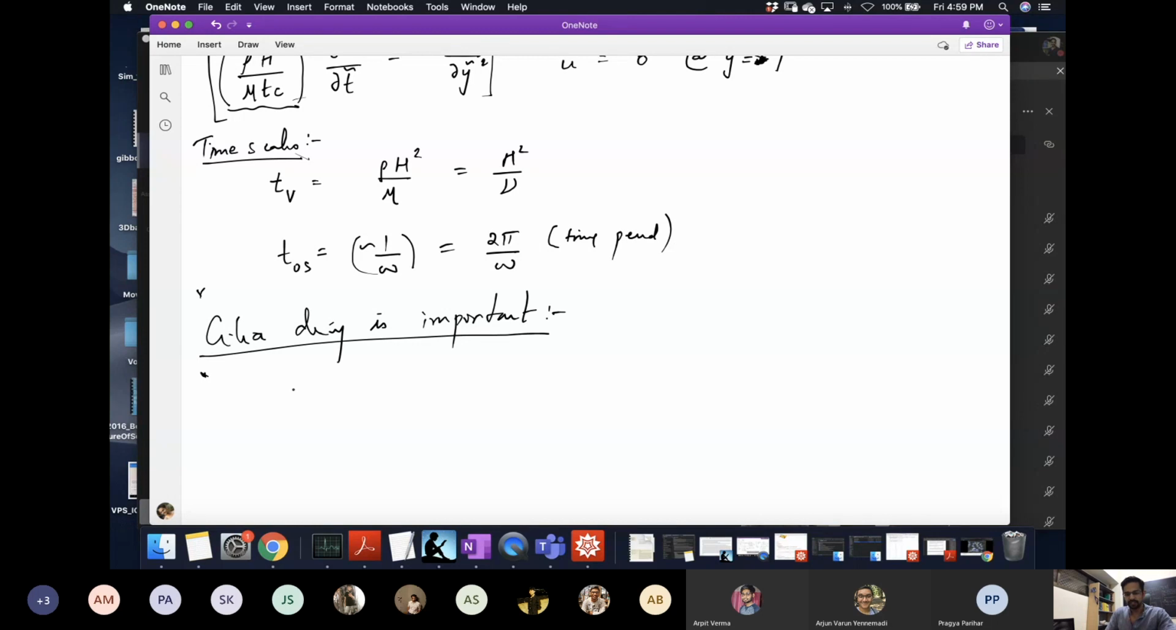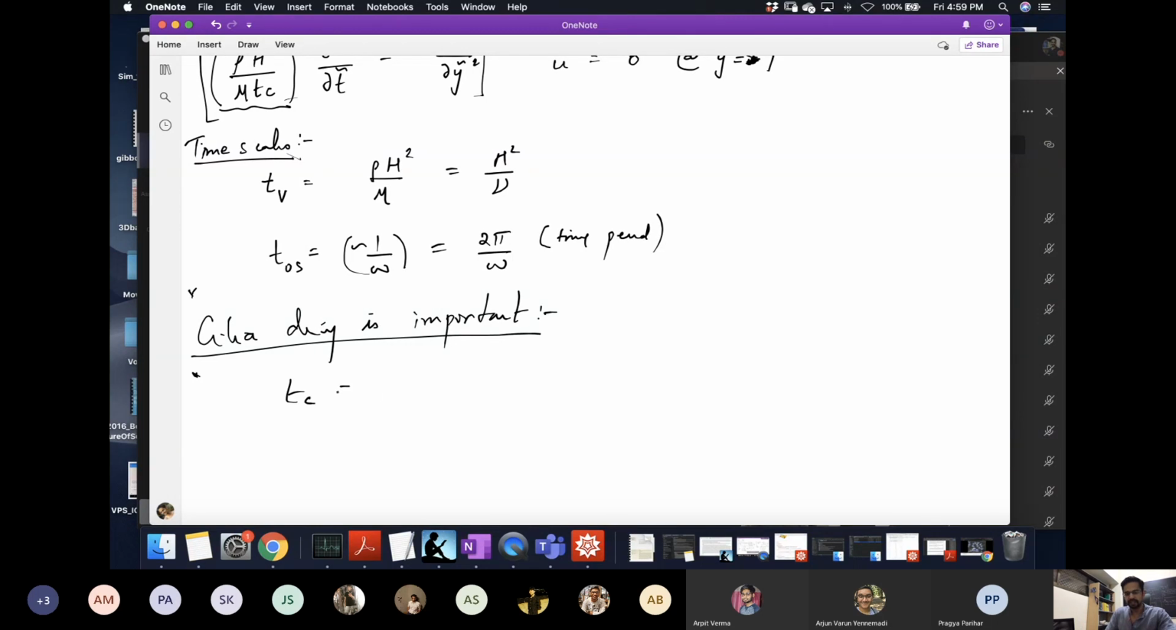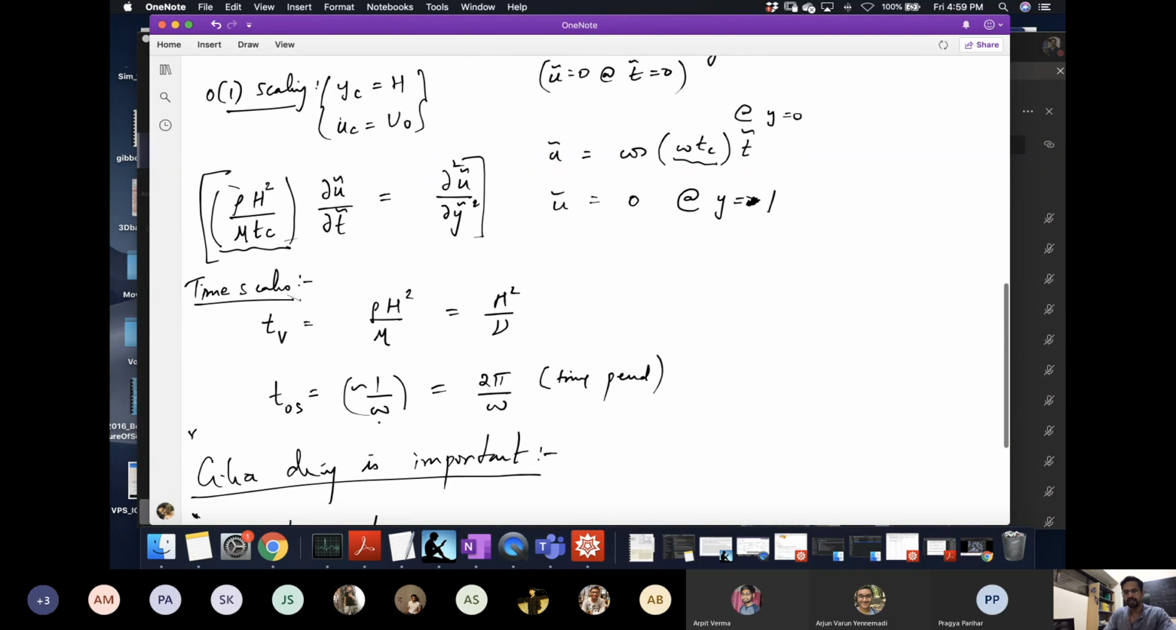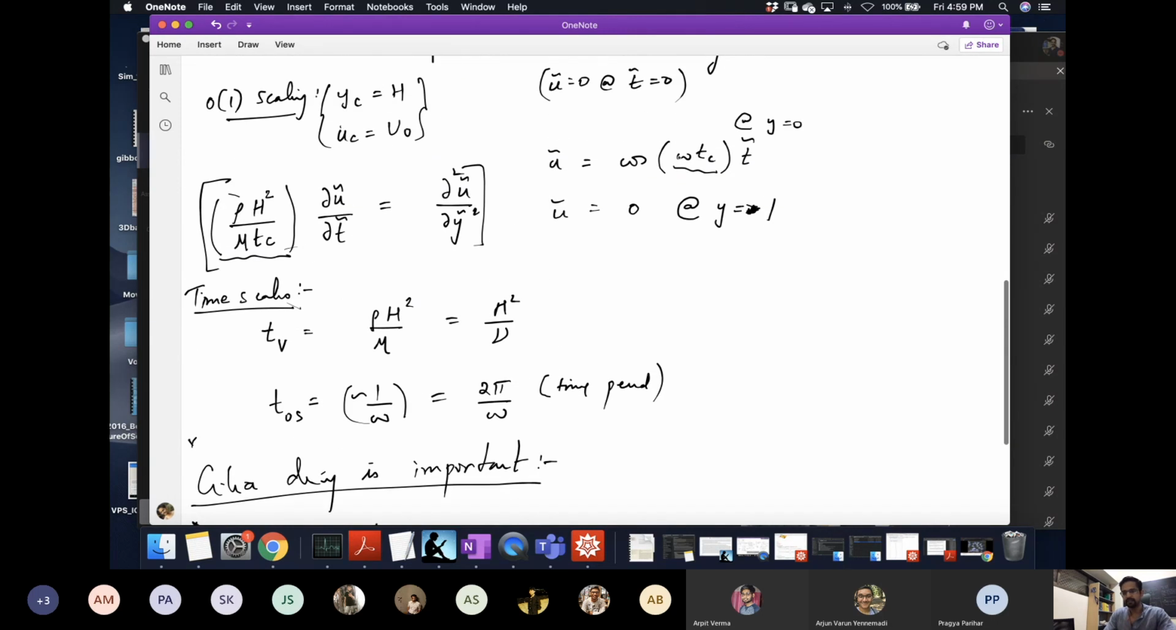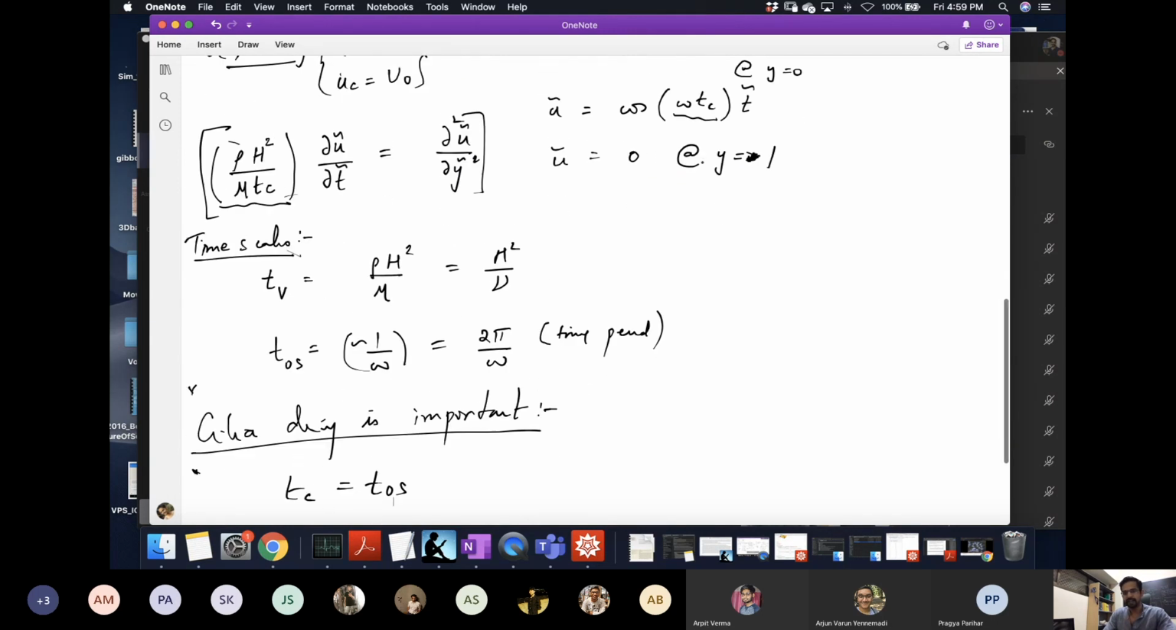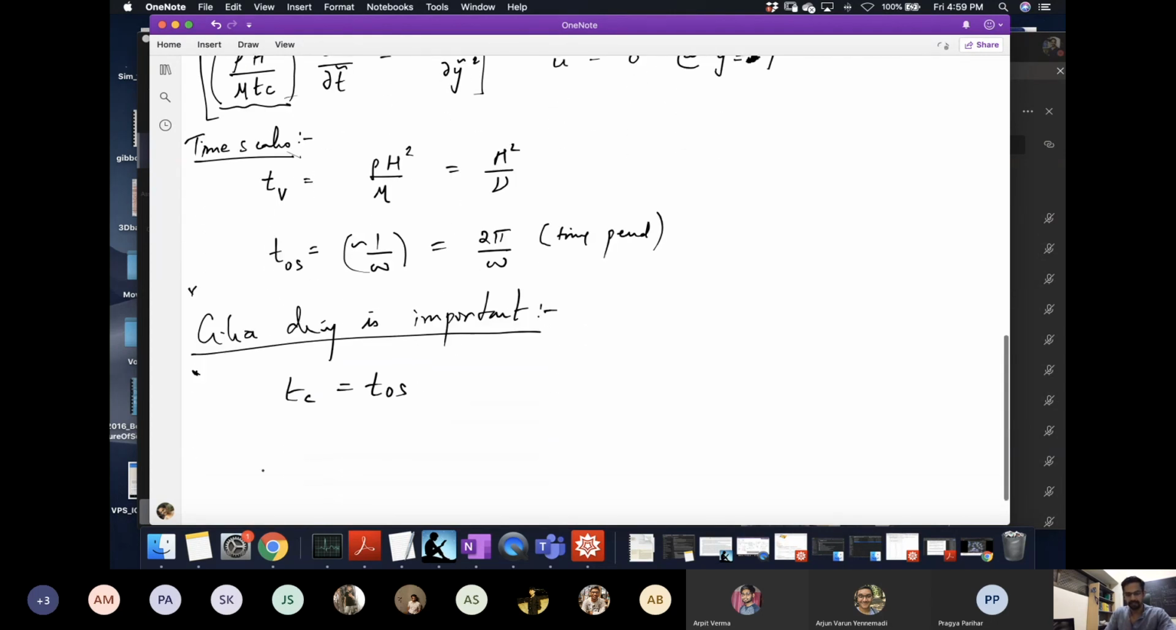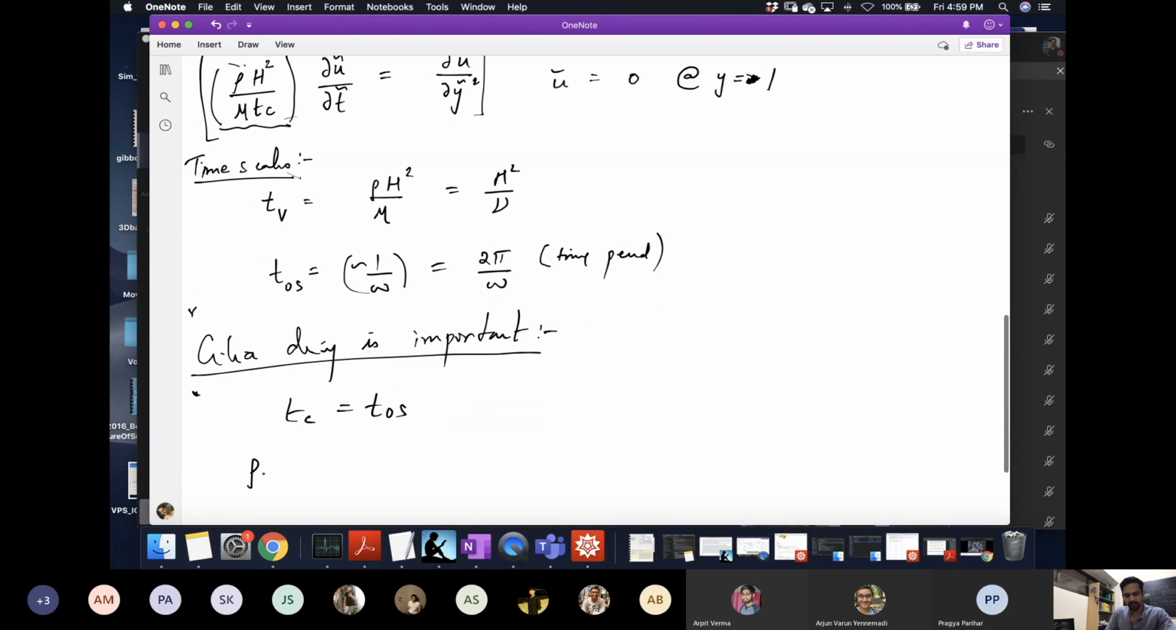So what this physical statement translates to is me saying T characteristic is the T oscillation. That means I am setting this omega Tc equal to 1. And then this term will be a free dimensionless parameter in the momentum equation, right? So let me do that. What I'll get is rho times h square by mu. Now Tc is T oscillation, so it's 2 pi with omega in the numerator.